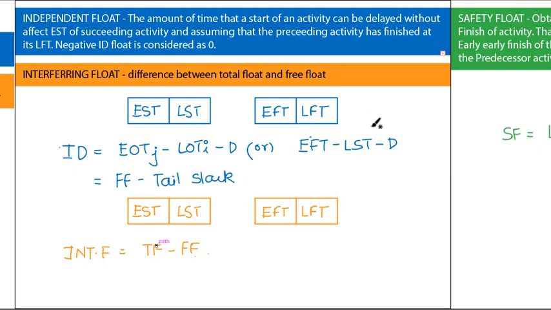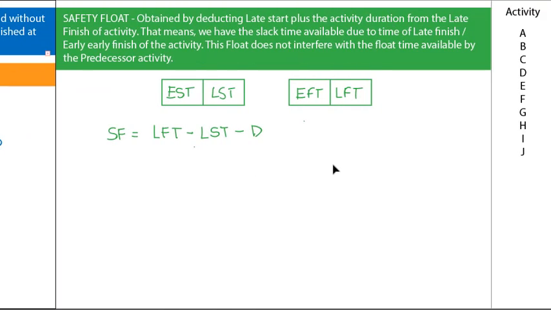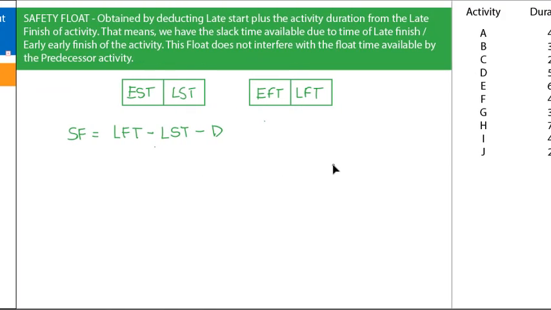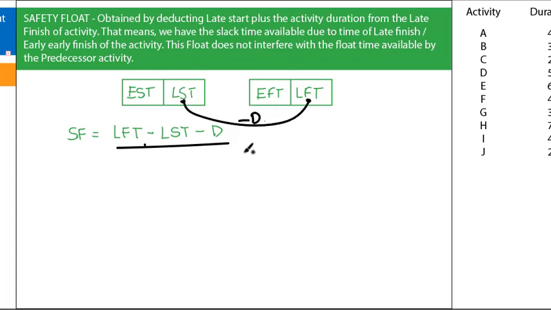So we saw total float, free float, independent float and interfering float, and there is one more type of float, that is safety float. Safety float has the formula LFT minus LST minus T, that is LOTJ minus LOTI minus D. This same formula is also written here as a statement. You can go through that.